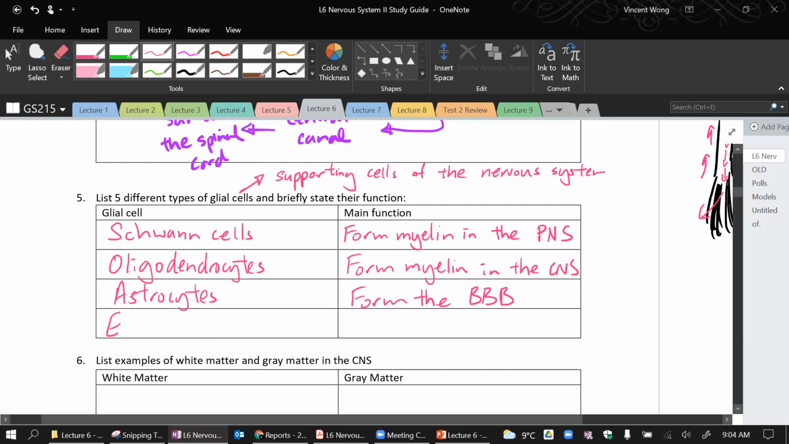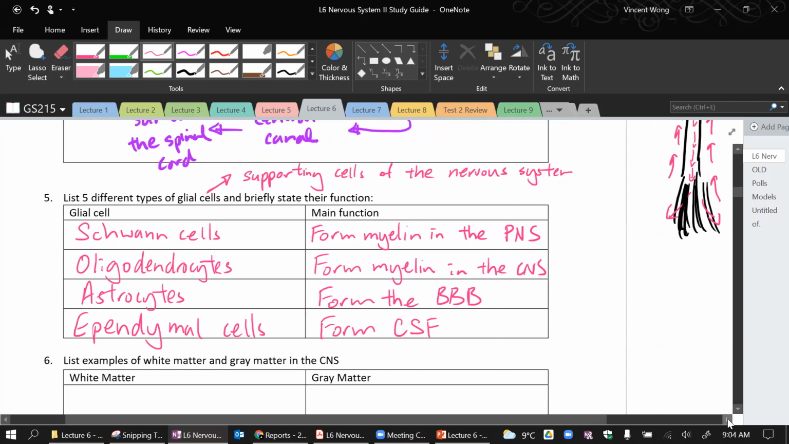And we have ependymal cells. We mentioned these a couple times already. They are found in the choroid plexus, which are stuck to the wall of the ventricles. And the job of the ependymal cells is that they will form cerebrospinal fluid. Okay, so those are the key glial cells.